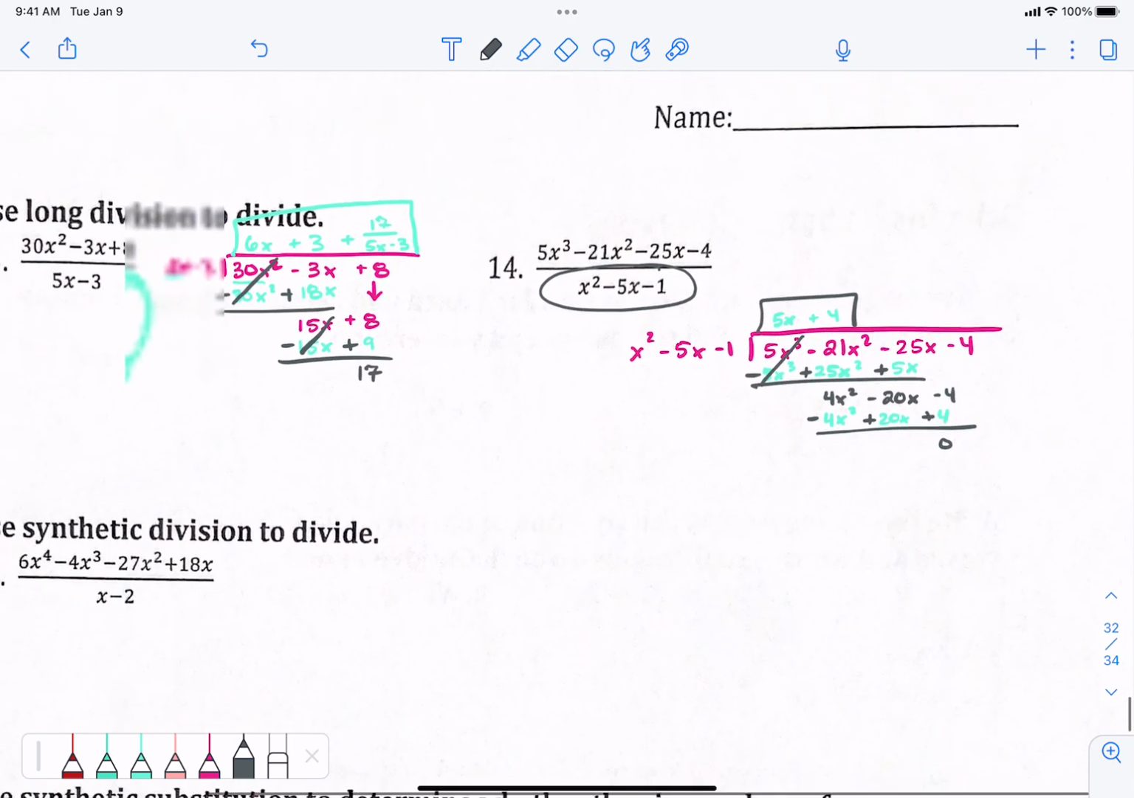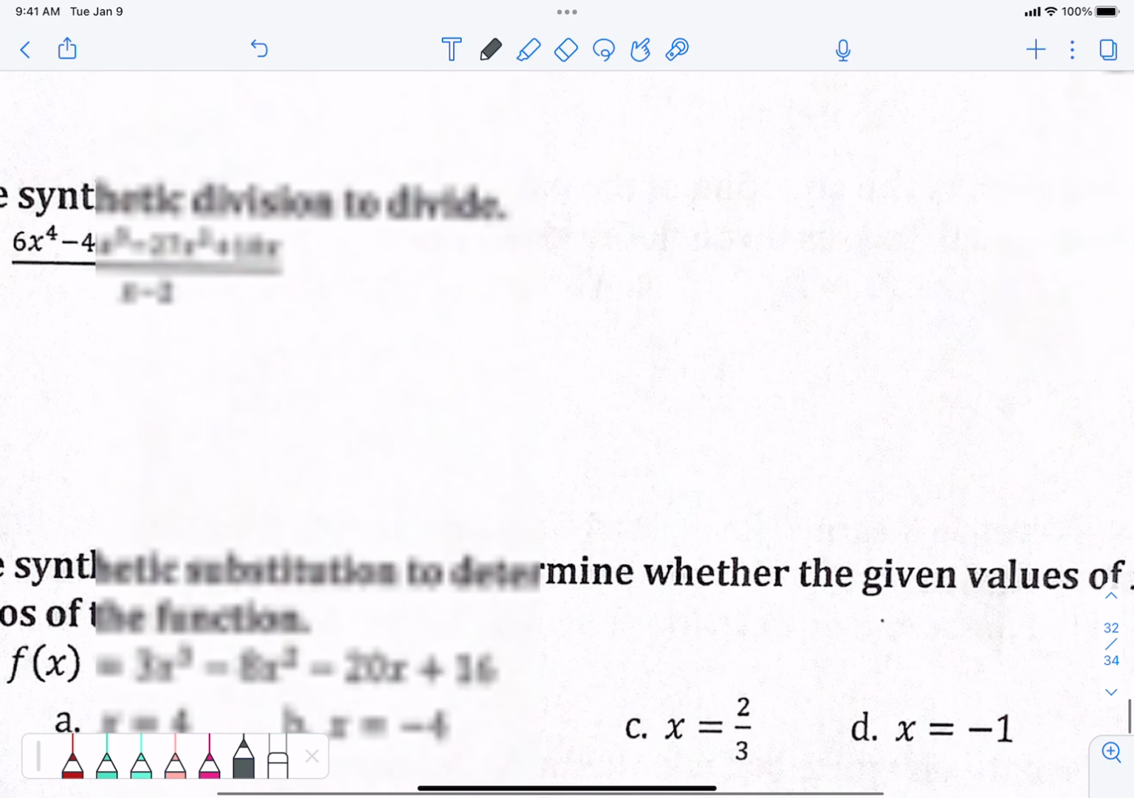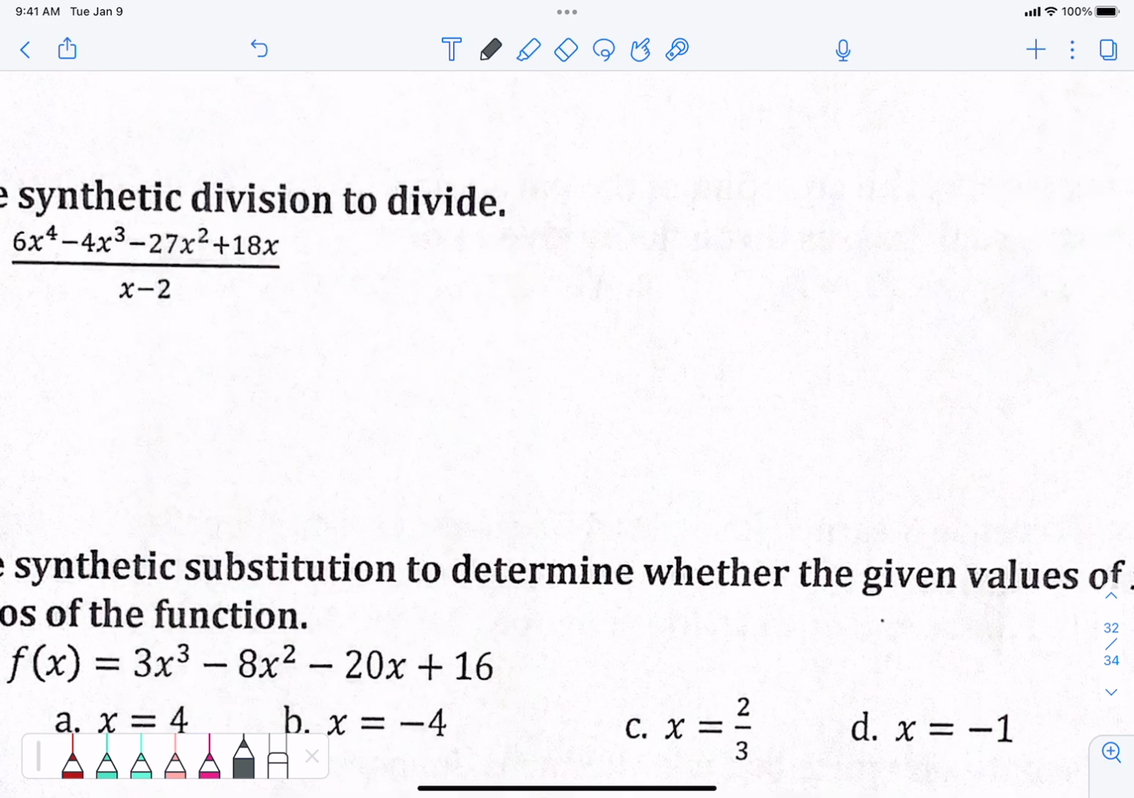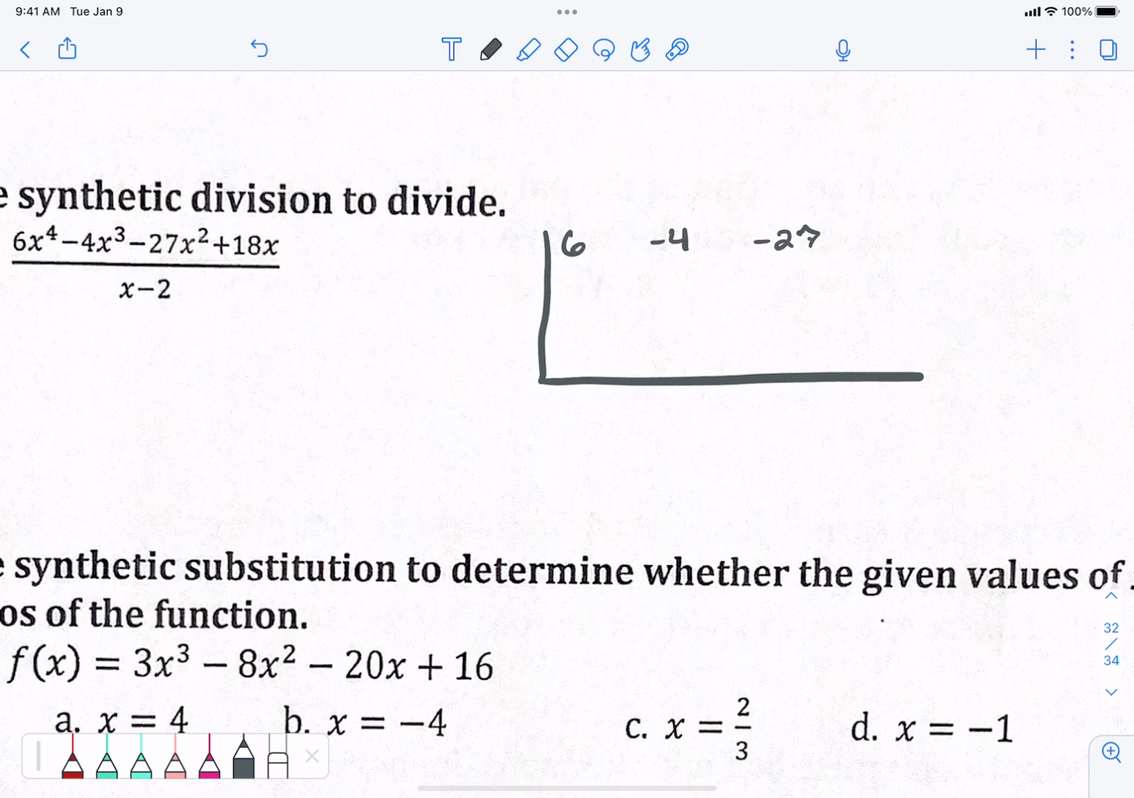Synthetic. We're doing an opposite. Here we go. 6, negative 4, negative 27, 18. And if you stop there, you're wrong. Why? Because he has to go all the way down to no x's, so he technically has a 0 on the end, right? Don't forget that. That's the tricky part. He has to go all the way down to 0. What number goes on the outside? A positive 2. Set him equal to 0.